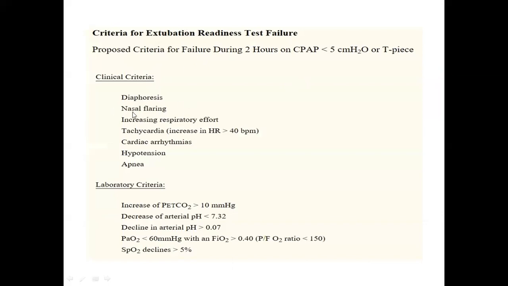Child should not have sweating, there should be no nasal flaring, there should not be increased respiratory effort, should not get tachycardia, no hypotension, no apneas. And laboratory wise, they should not have increasing CO2, pH should not drop below 7.32, PaO2 should be maintained above 60, SpO2 should not decline more than 5%. These are the criteria for extubation. So you put on SBT, you're assessing the child, and during assessment, if you find any of these things, you need to abort the SBT, you need to continue the ventilation. Understood?